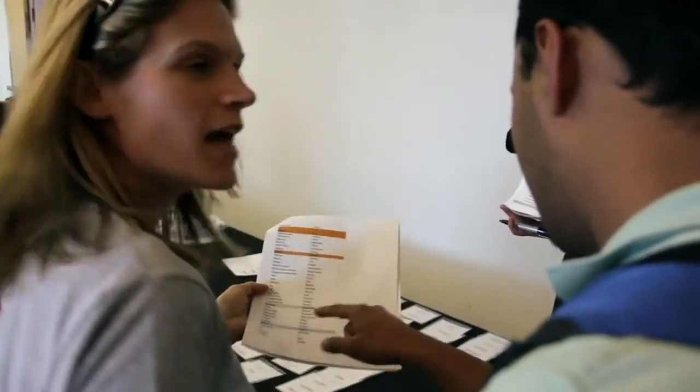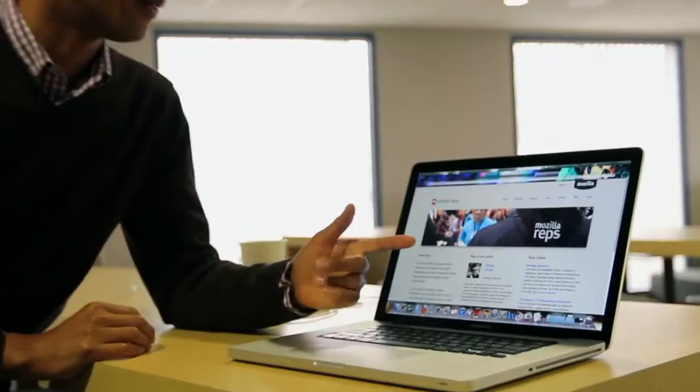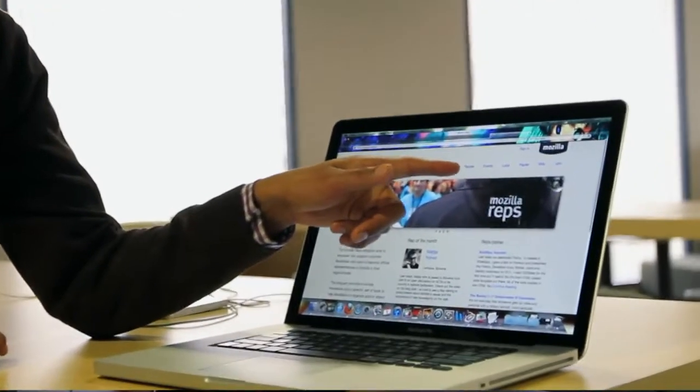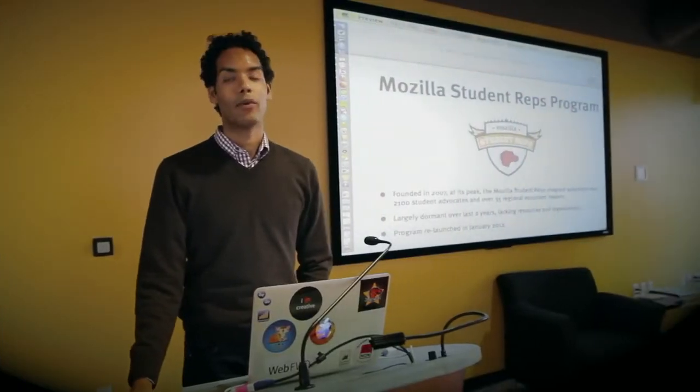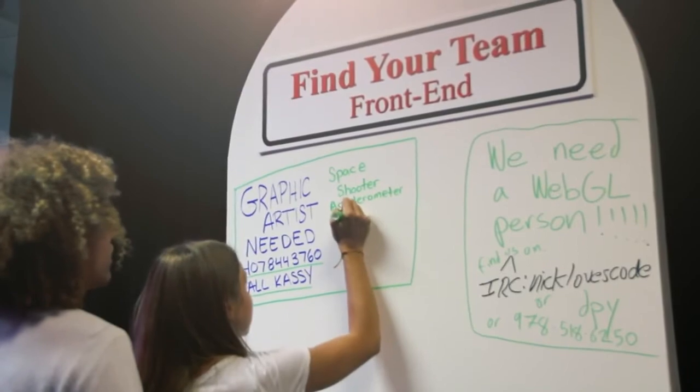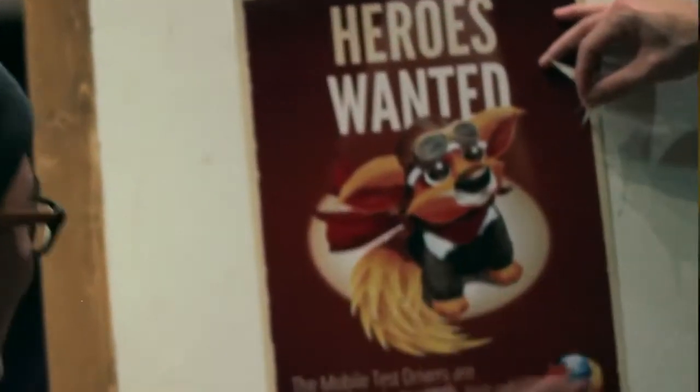Mozilla student reps are college and university students who help spread Firefox at their schools and in their local communities. Student reps also educate people about Mozilla's mission and products and encourage them to get involved in the Mozilla project. A successful student rep is enthusiastic about and familiar with Firefox and Mozilla.